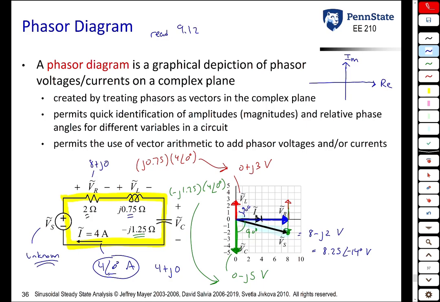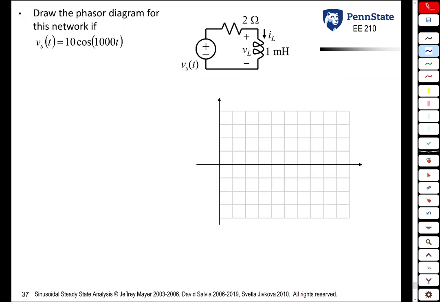So we see that the phasor diagram gives us a quick and dirty way of looking at the different voltages and currents present in the circuit. Let's do another example. In this circuit, we're given a voltage source, a resistor, and an inductor. And we're told that the voltage across the voltage source is 10 cosine of 1000t, which means its phasor is 10 at an angle of 0 degrees volts.